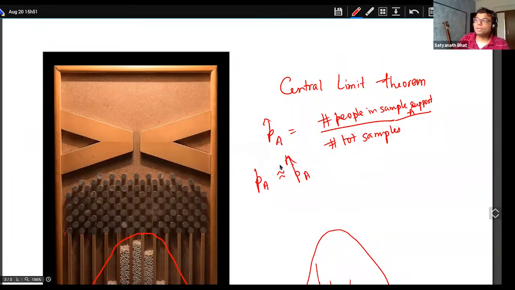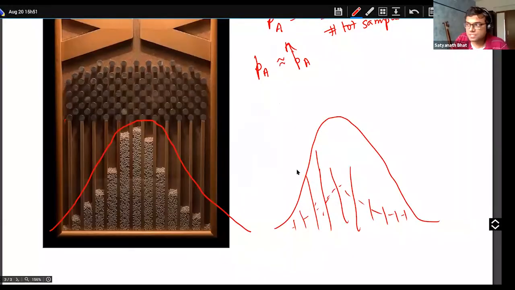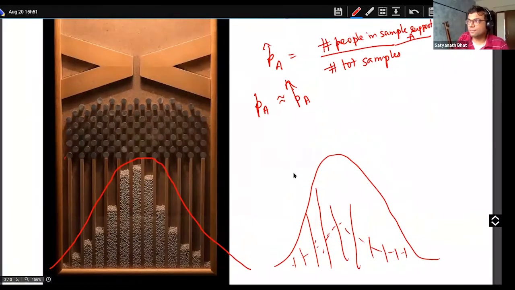So now what statistics gives is a confidence interval. That is the next thing that I wanted to tell. It tells you that with 95% probability, or whatever probability that you want, if you have done enough number of samples, it will give you a range. It will say the support for this party is maybe 52 to 56, like that.